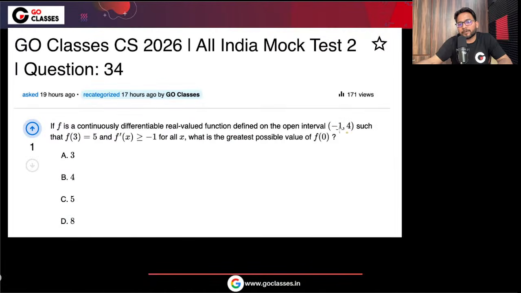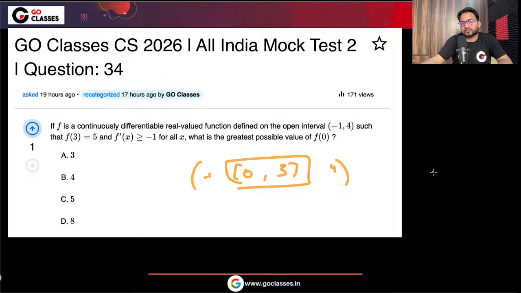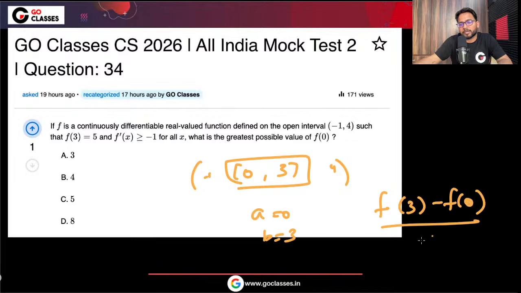But the condition is that the interval must be closed. Here in the question they have given minus 1 and 4 as open intervals, right? So what you can do is take a closed interval. You can take the sub-interval 0 to 3 here, and you can solve this question. So a equal to 0, b equal to 3. So f(3) minus f(0) upon 3 minus 0 should be equal to some f dash c, or f dash x, right?